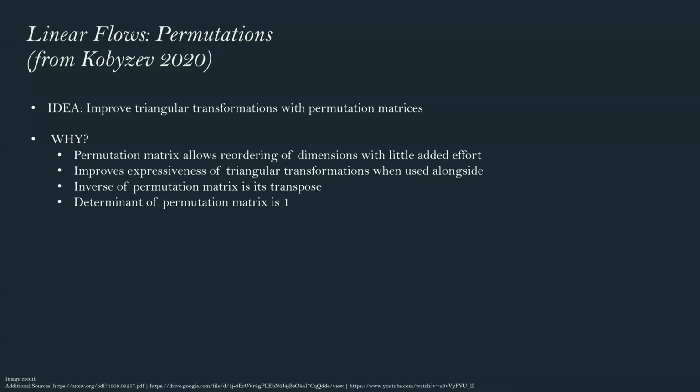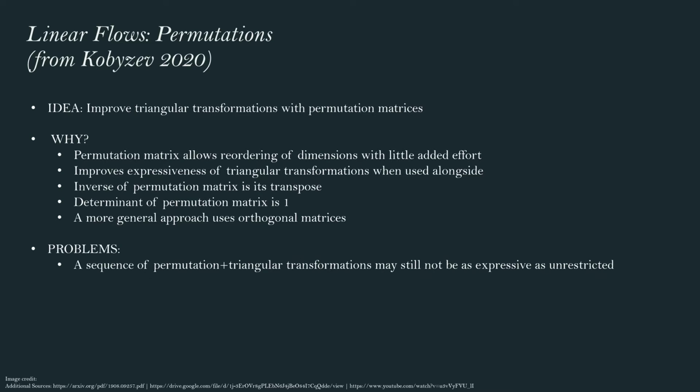And this really doesn't add anything complicated. It doesn't really add much to our calculation, right? The determinant of the permutation matrix is just going to be 1. So there's really no computation you can do there. And then, more general approach, we can use orthogonal matrices. The problem here is a sequence of permutations plus triangular transformations may still not be as expressive as just the unrestricted form.